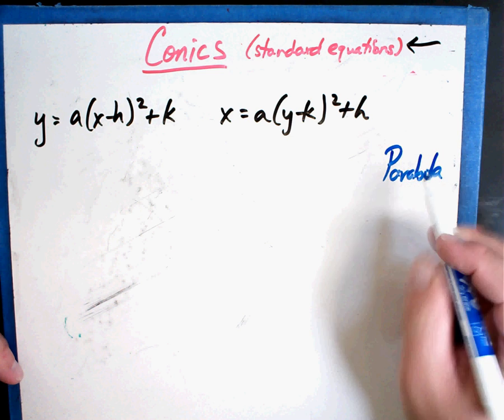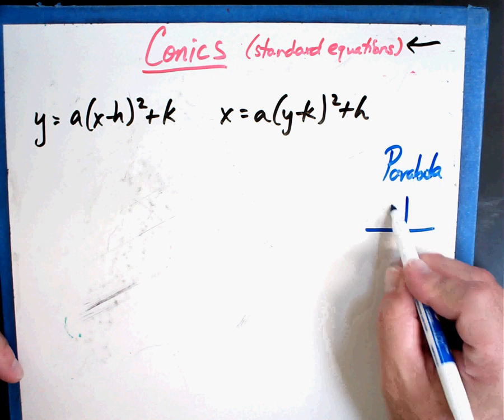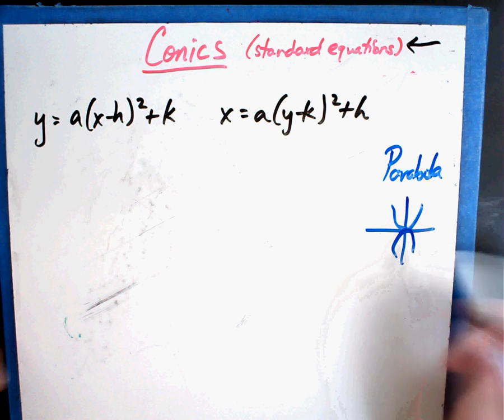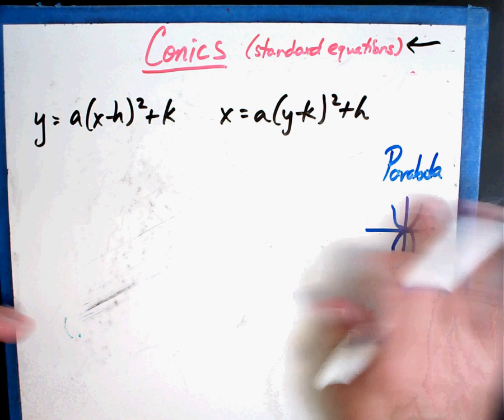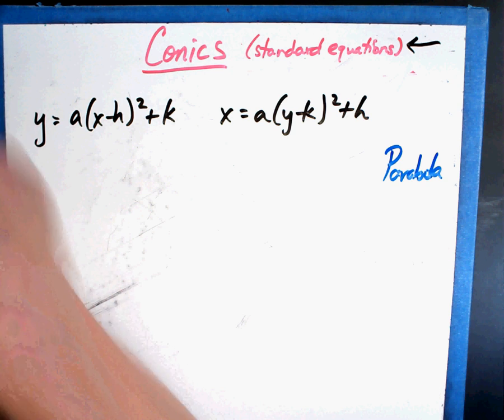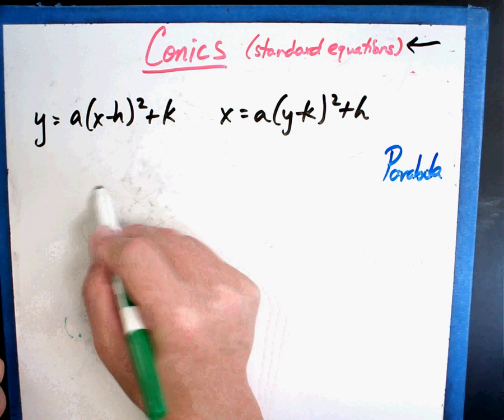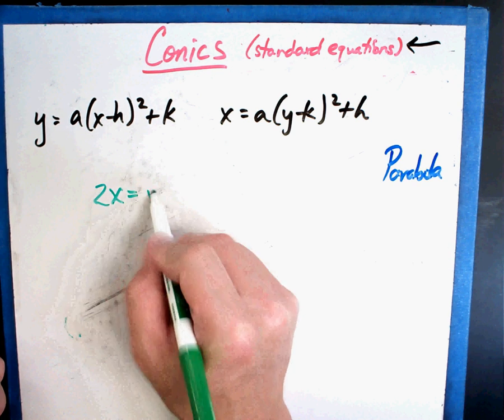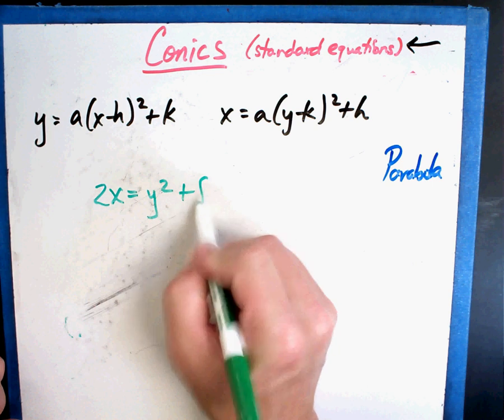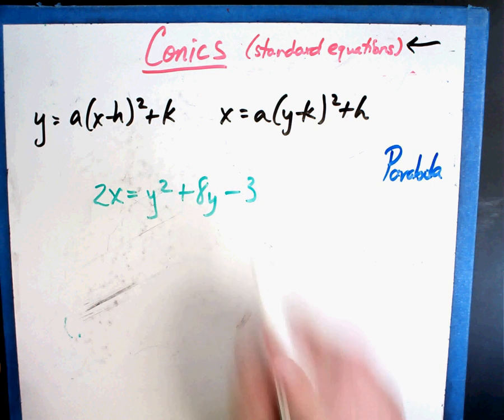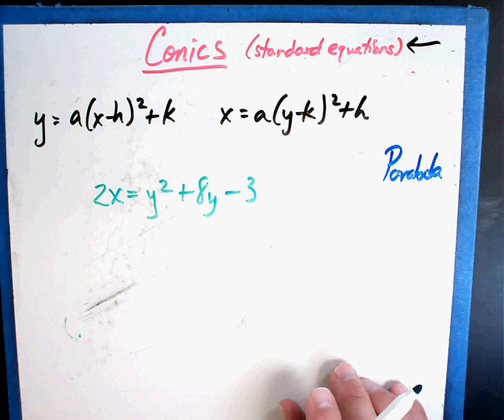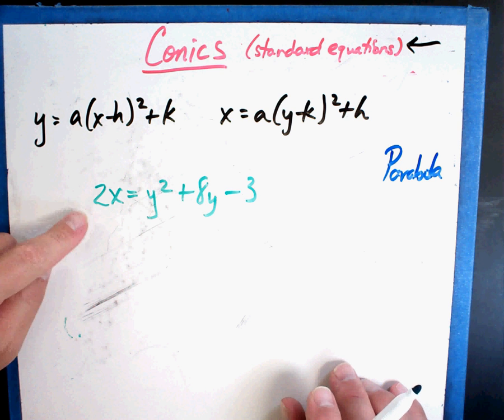Now remember, a parabola, these are the ones that are going to touch each other at some point, whether it be vertical or horizontal. So let's take an example here and let's see what we get on this one. What if we had this one? 2x equals y squared plus 8y minus 3. Now that doesn't look like the one for a circle, because I don't have two of them that are squares.